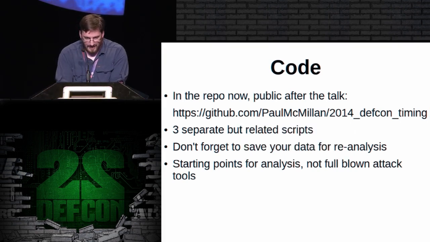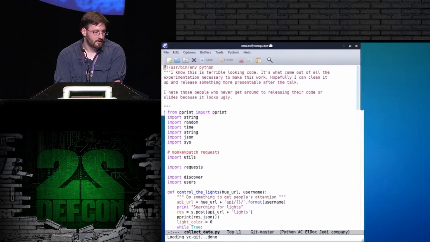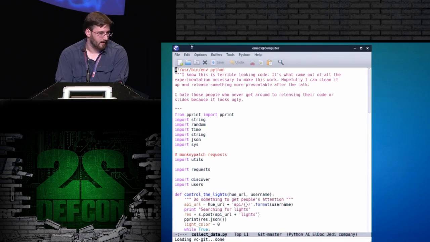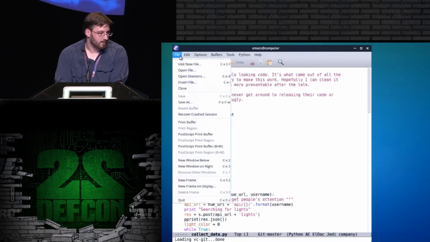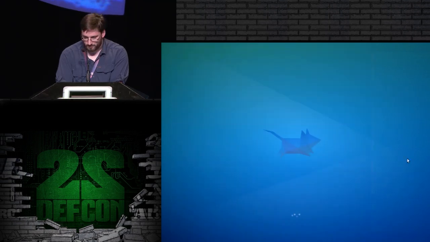Let me just actually show you some of this code here. Yeah, you're totally not going to be able to see that. That's just not a good idea.